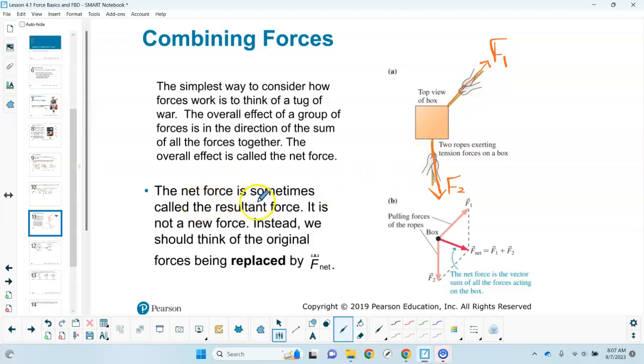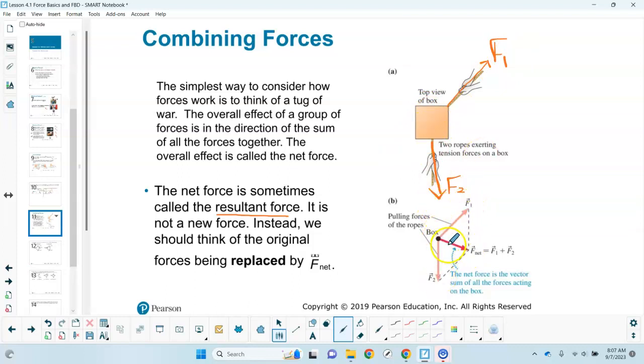The net force is sometimes called the resultant, so sometimes I'll use that terminology. It's not a new force, though. It's sort of like if you took these and combined them and just drew in one, that's what you would want. So that's the net force. Our net force in this problem, if this is going up and to the right and this is going down, then it's going to go down and to the right.